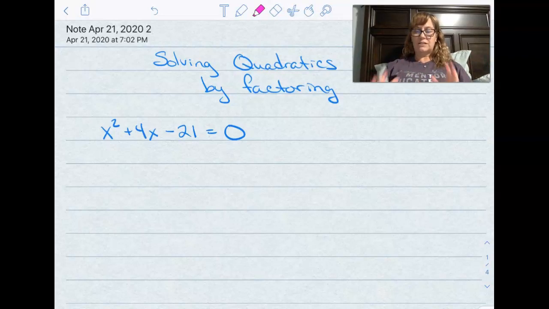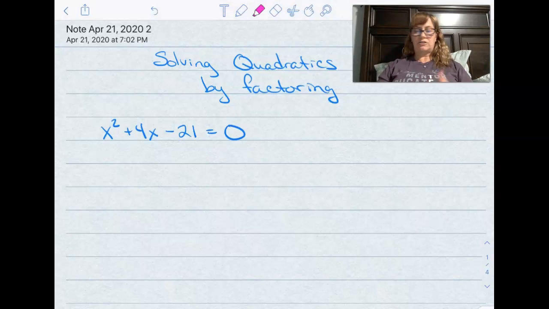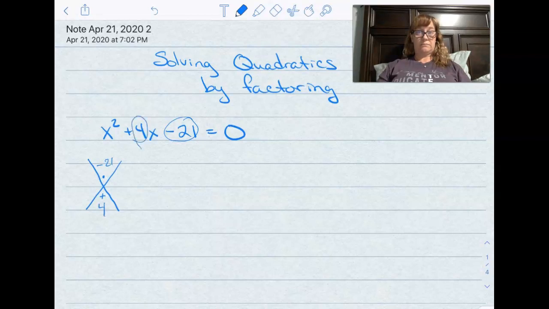So if we looked just at this part right here, and if we ignored the equals 0 part for now, this is a polynomial that can be factored just like you did before spring break. So remember, you would use your circle problems, right? Where we're looking for two numbers that will multiply to give us a negative 21, and we got that from right here, and add to give us a positive 4, and we got that from right here. Okay?